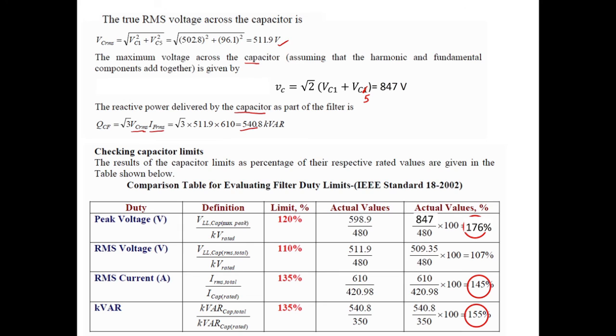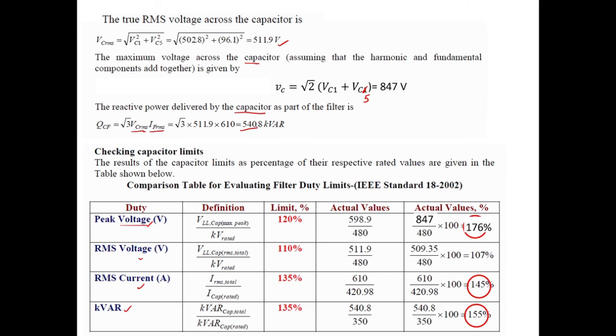Now let us check those values according to the standard. Those are the standard limits for the peak voltage, the root mean square voltage, the root mean square current, and the kilowatt. For the peak voltage it has to be 120%. For the root mean square voltage 110, root mean square current 135, kilowatt 135.